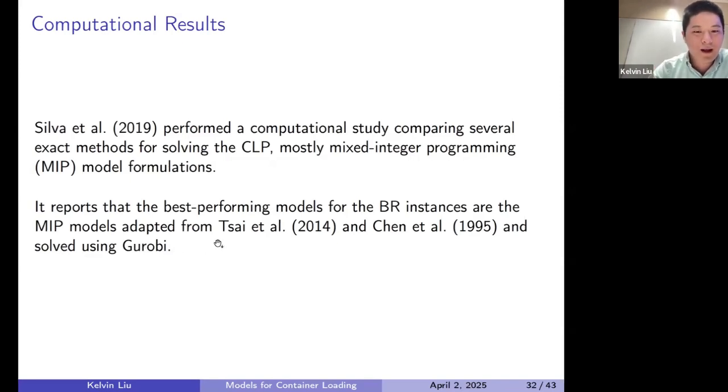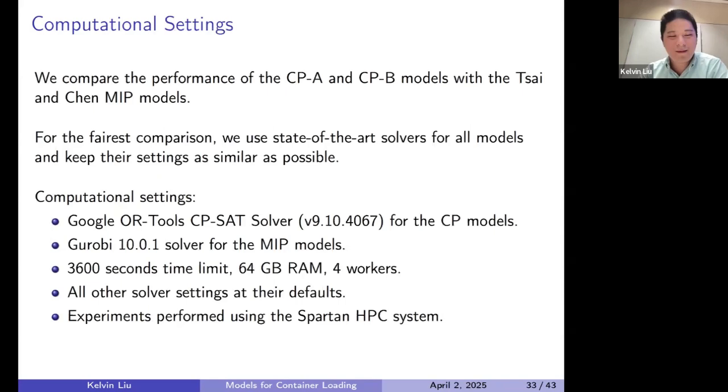So yes, I say adapted because the models developed here were not actually originally for the container loading problem. I believe they were for the 3D bin packing problem or some other similar related problem, but it's quite easy to adapt from the bin packing problem to the container loading problem. So that's not too much of a problem. Okay.